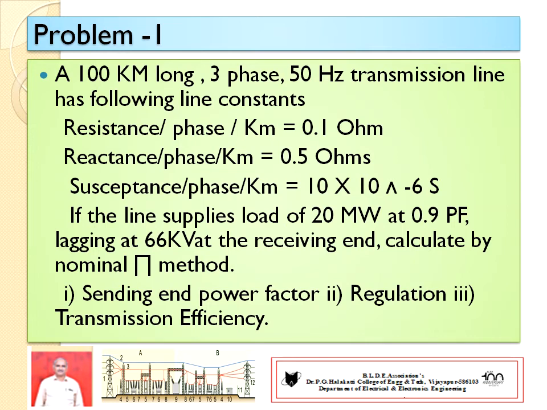A 100 km long 3-phase 50 Hz transmission line has the following line constants. Resistance per phase per kilometer equal to 0.1 ohm. Reactance per phase per kilometer equal to 0.5 ohms. Susceptance per phase per kilometer equal to 10 into 10 to the power of minus 6 Siemens. If the line supplies load of 20 megawatt at 0.9 power factor lagging at 66 kV at the receiving end, calculate by nominal pi method sending end power factor, regulation and transmission efficiency.